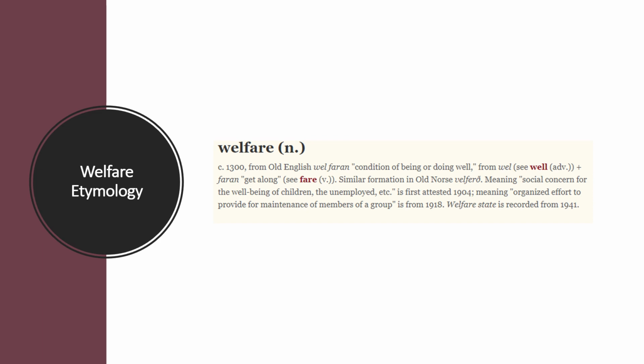So this is more so the meaning that we use when we hear welfare today. It's this social concern for the well-being of, let's say, the needy. It was first attested in 1904, meaning organized effort to provide for maintenance of members of a group. So it means we're all looking to maintain the well-being of our group. So the United States as a whole, we want all of our citizens to have a certain degree of well-being.